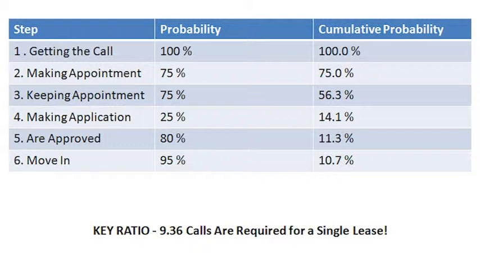80% are approved, which is kind of where we are, the numbers we see, and you're down to about 11%. If 95% of those people move in, you're down to 10.7% of all the leads that you generate become potential leases. So this means you need 9.36 calls for a single lease. It's a little bit of a surprising number, but what's more of a surprise is what happens when we start tinkering around with these numbers.